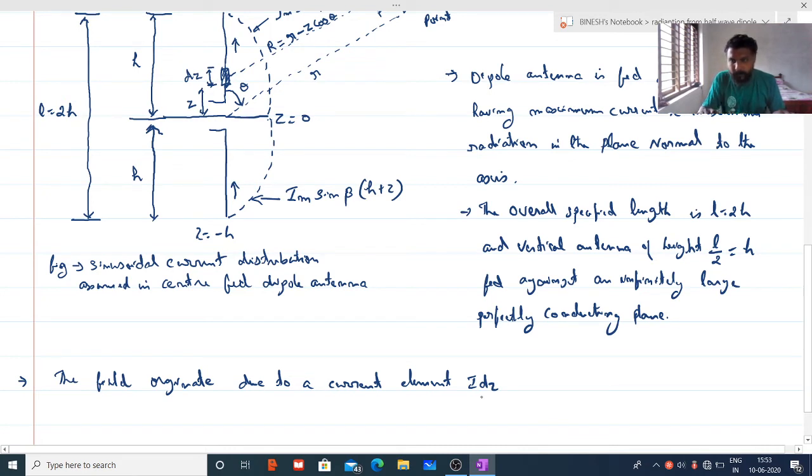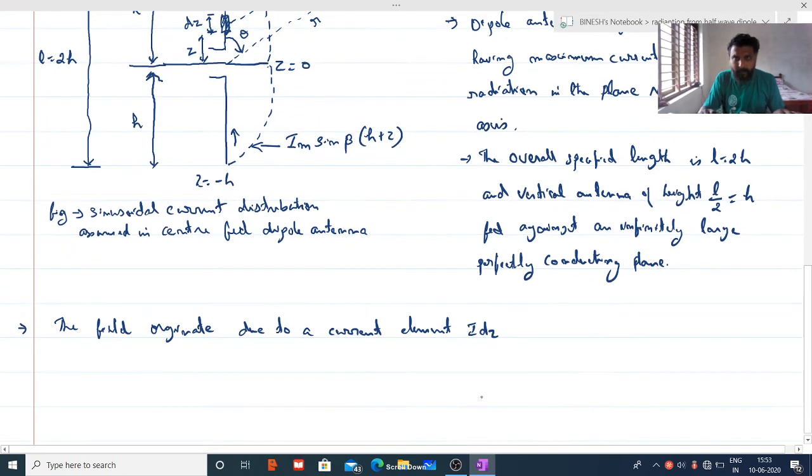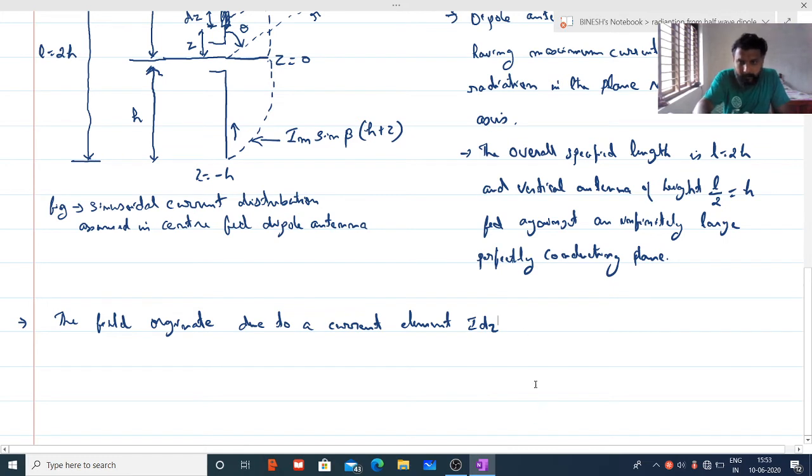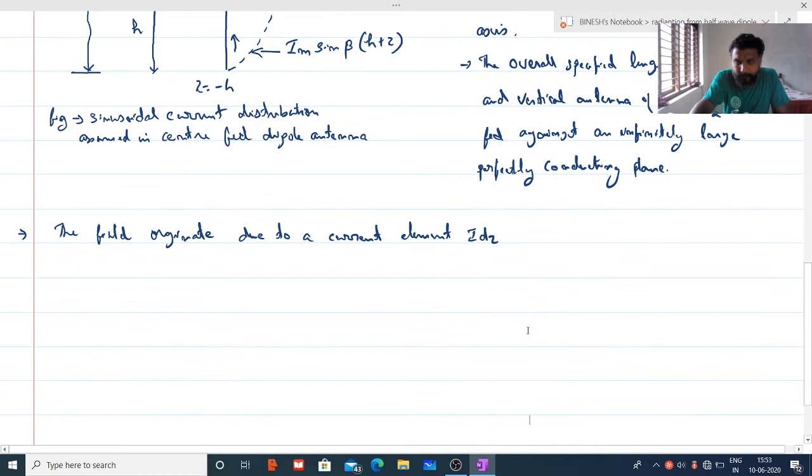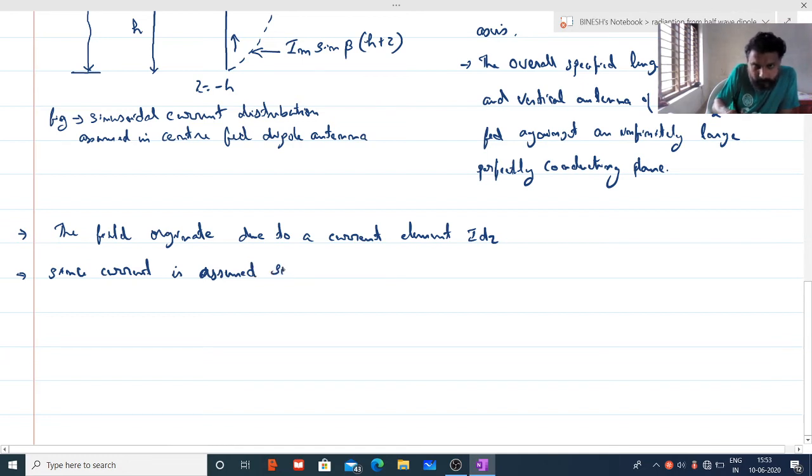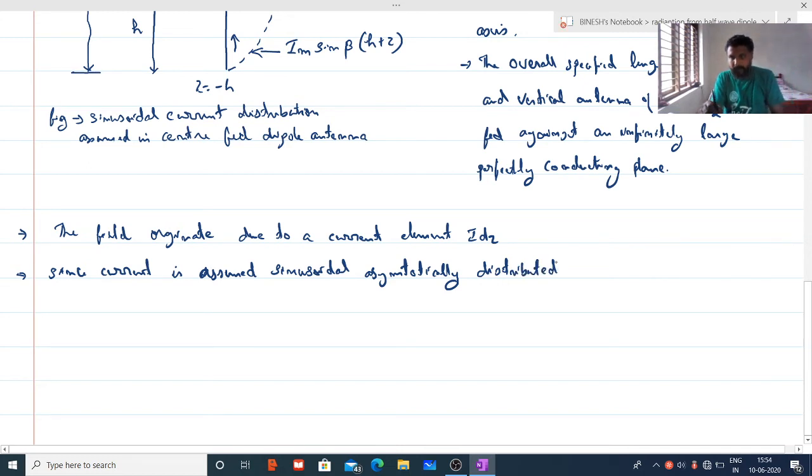Since the current is assumed to be sinusoidal, asymptotically distributed, and we discussed in the previous class the asymptotic current that flows through the dipole antenna, I will write that: since current is assumed sinusoidal, asymptotically distributed, as shown in the above figure.